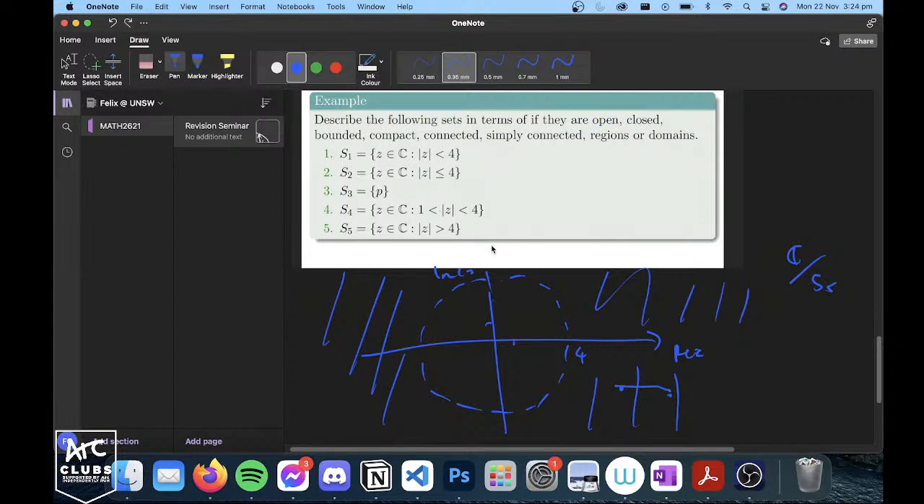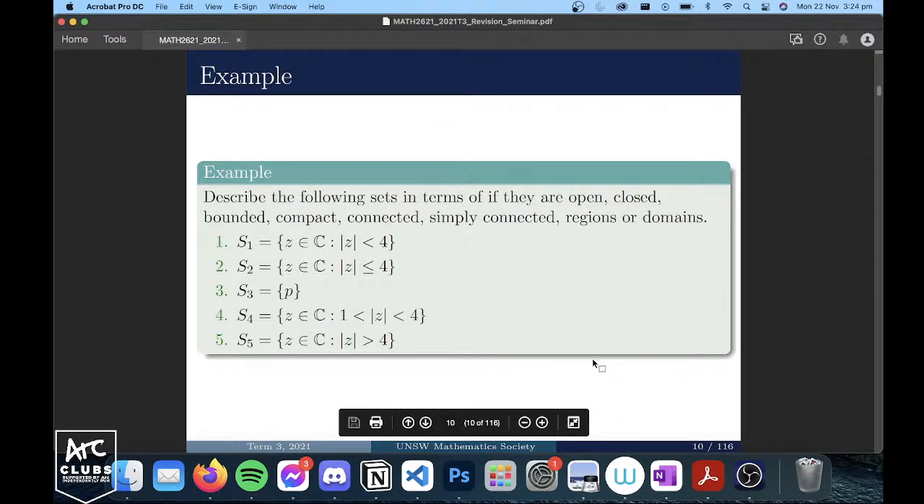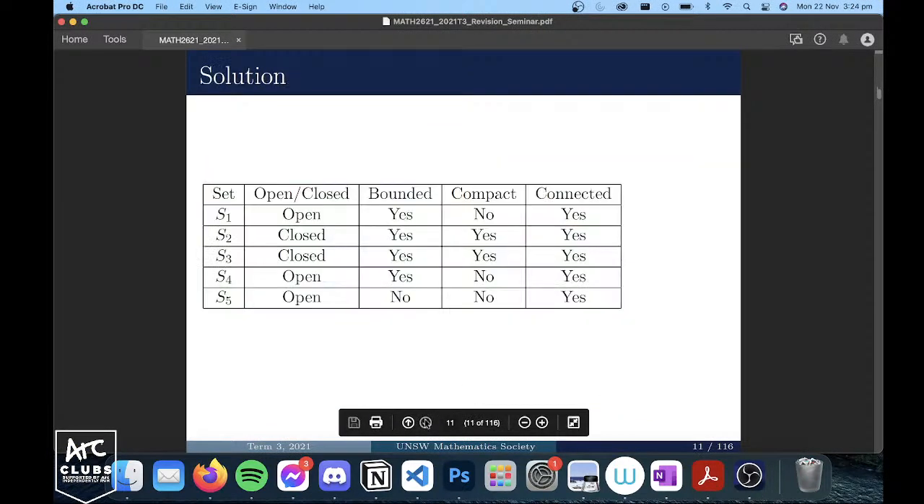Okay. So those are the simpler questions that you might get during the exam. These are the solutions, which will be in the slides that we will release later.